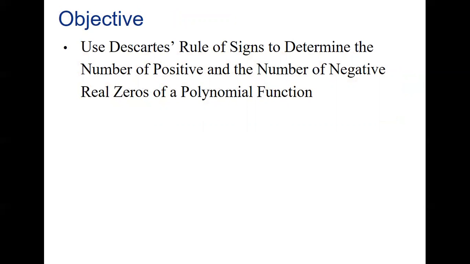So we can use Descartes' rule of signs to determine the number of positive and the number of negative real zeros of a polynomial function. So the degree lets us know what's our max amount, right? And then Descartes' rule lets us know how many positive and negative numbers we're working with. Got it? This is new, by the way.